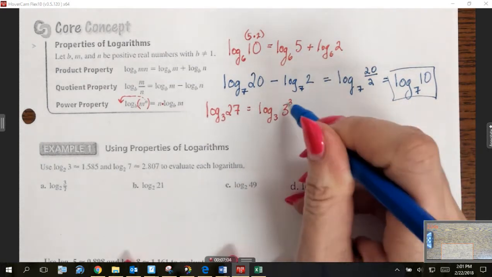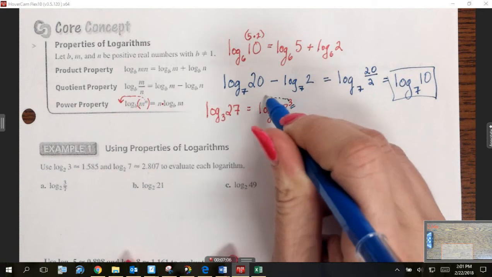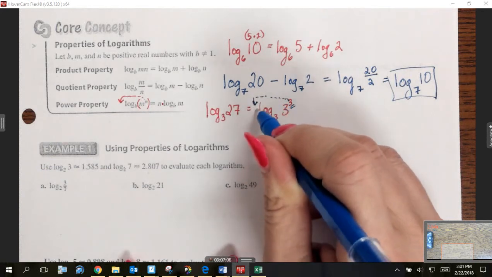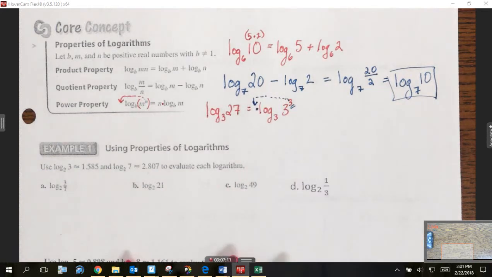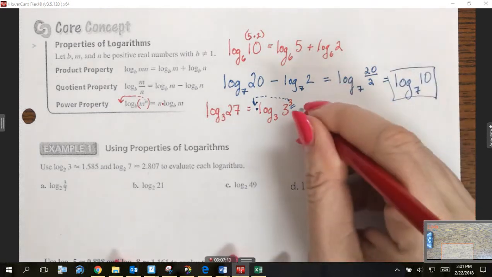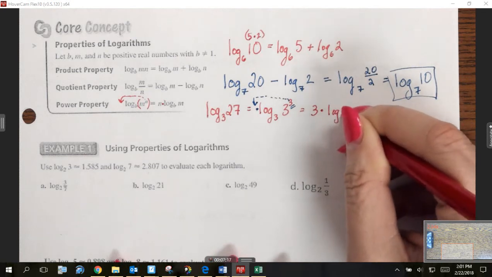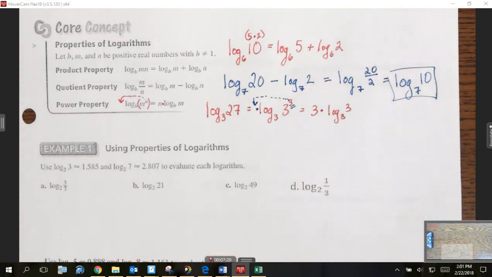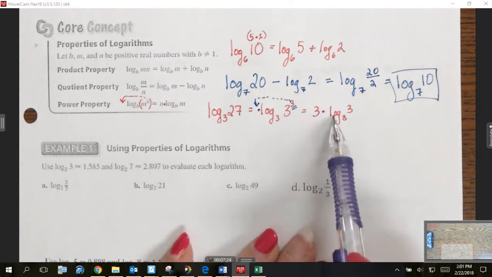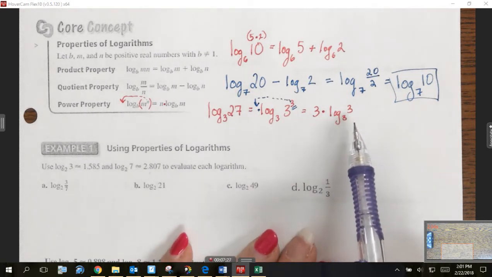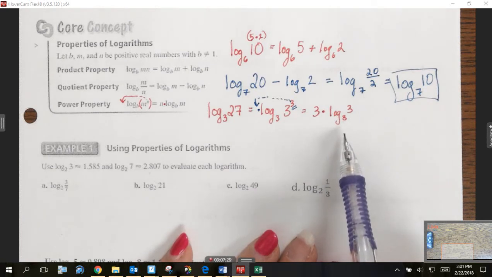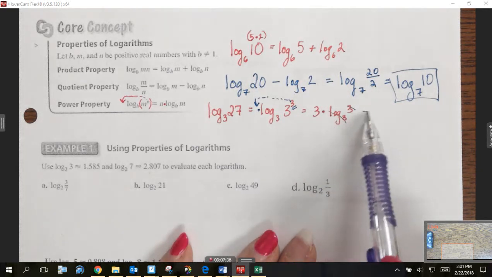And using this property, I can take this power and move it to the front and multiply it by that log that we have left over there. So I can rewrite this as 3 multiplied by log base 3 of 3. And why would I want to do that? Do you know anything about log base 3 of 3 that's about to be on your quiz tomorrow? They're inverses. What happens to log base 3 of 3? They cancel each other out, and look, we just get 3 here.